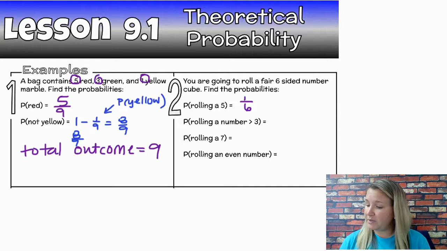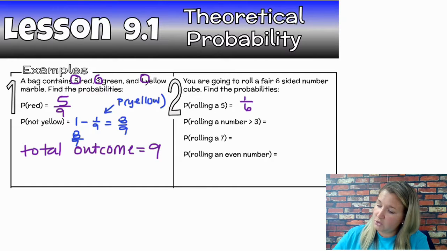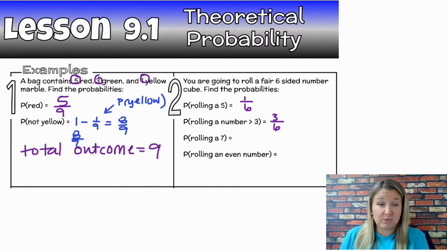Then we had the probability of rolling a number greater than 3. Not including 3, a number greater than 3 would be 4, 5, or 6. So that's going to be 3 out of the total outcomes, which is 6. So this would be 3/6, also reduced down to 1/2. Again, pretty likely. Something over 50% I would say is pretty likely.